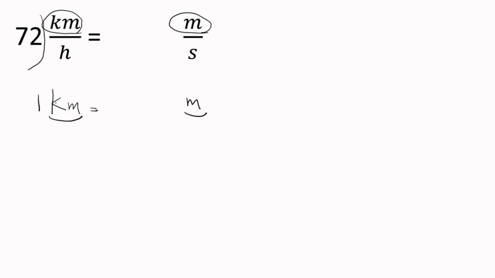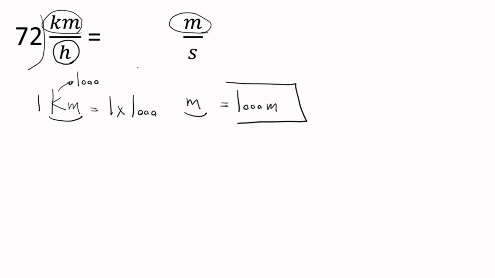What is the factor of kilo? It is 1000. So I must multiply 1 by 1000. I'm going to have 1000 meters. This is the first step. Now we are going to take care of denominators. In the first denominator I have hour, and in the second denominator I have second. I'm going to use dimensional analysis here.